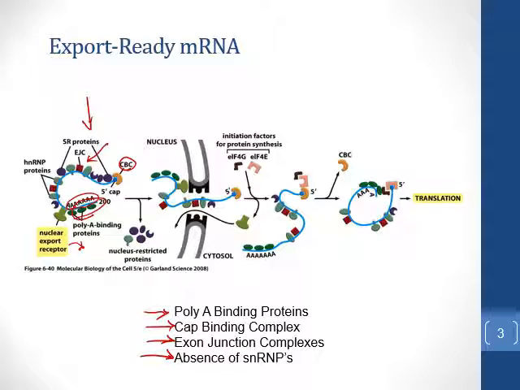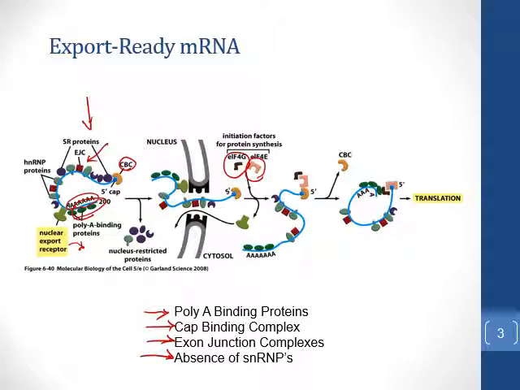Now, when that export-ready mRNA gets out into the cytosol, almost immediately the cap binding complex is going to be replaced by a couple of really important proteins that are going to play a role in translation. So this is EIF4E and EIF4G. Okay, and notice how EIF4E is essentially replacing the cap binding complex and binding to the 5' cap.